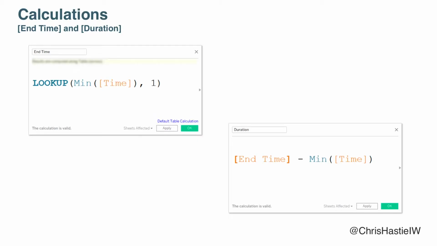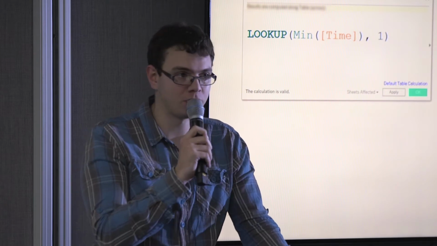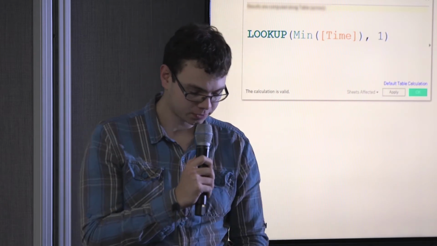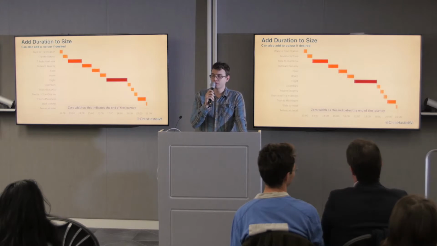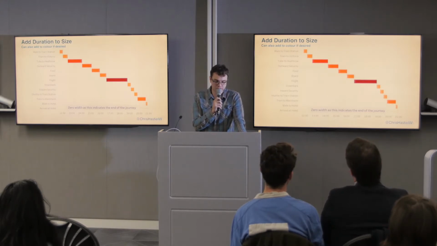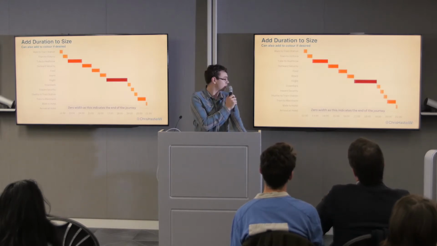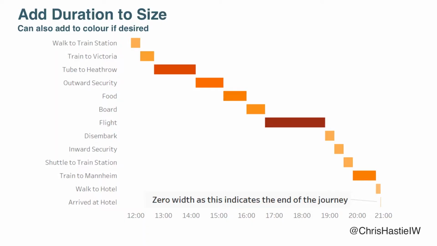Once we have that, in the bottom right, I'm then calculating the duration by taking that end time and taking away my start time. The measures are aggregated here because we're using a table calc. Once we have this, we can drop our duration into our size, and that gives us, admittedly not very pretty, but this gives us a waterfall. And that's the main technical challenge with the waterfall.